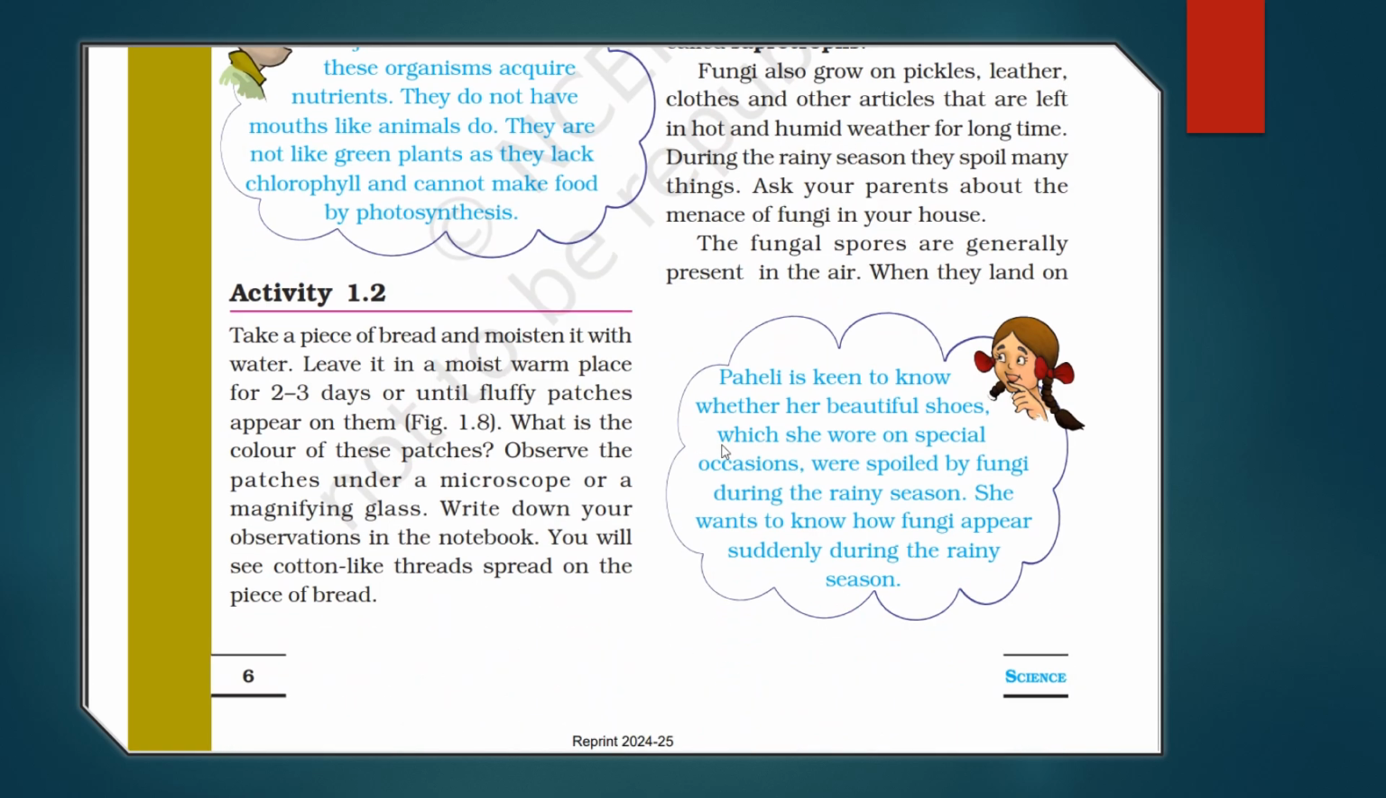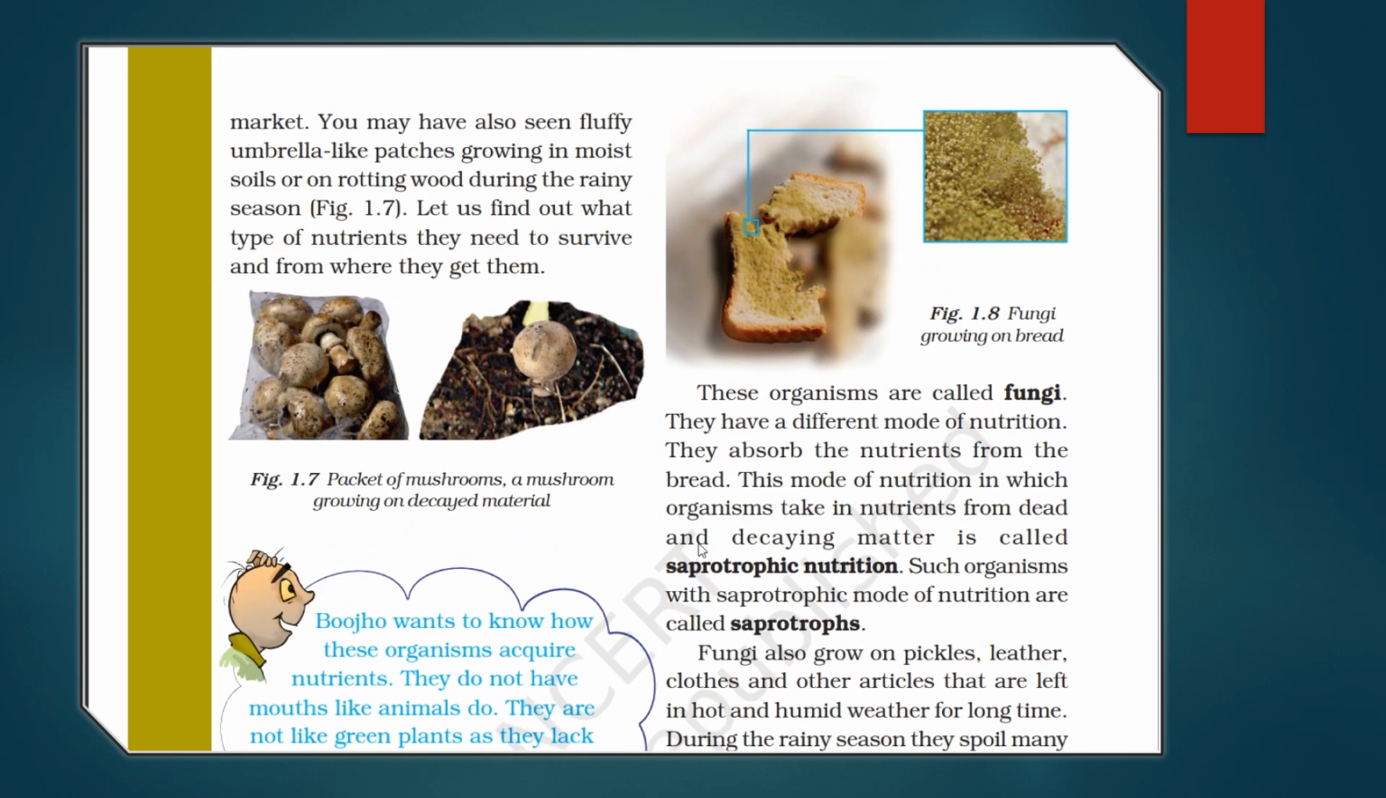So what is the color of these patches? They might be black, green, yellow, or even white in color. Observe the patches under a microscope or a magnifying glass. Write down your observations in the notebook. You will see cotton-like threads spread on the piece of bread. These organisms are called fungi. They have a different mode of nutrition. They absorb the nutrients from the bread.